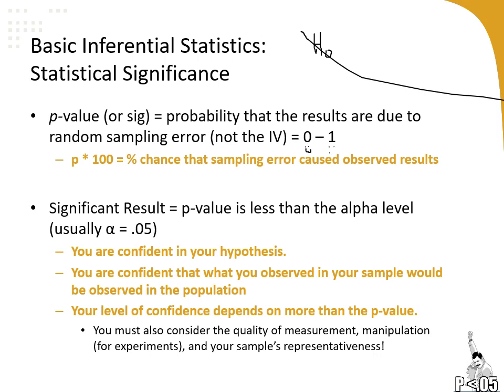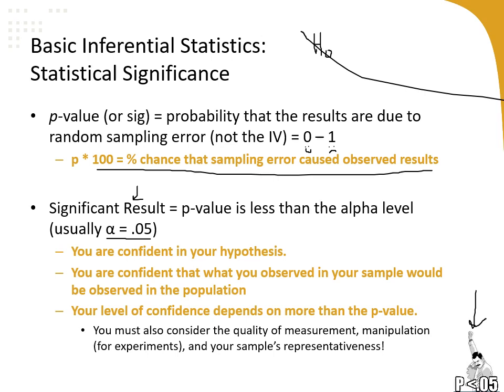The closer it is to 1, the sadder we are, because if it's 1, that means there's a 100% chance that sampling error caused the results. See our dude down here? We get real excited when our p-value is less than 0.05. So 0.05 means that there's less than a 5% chance that our results are due to a fluke. And usually 0.05 is the criterion for calling a finding significant.